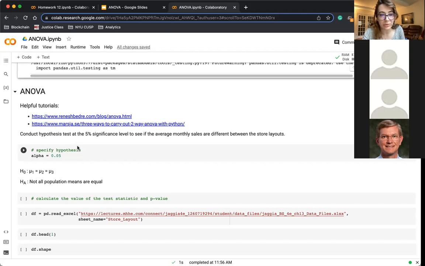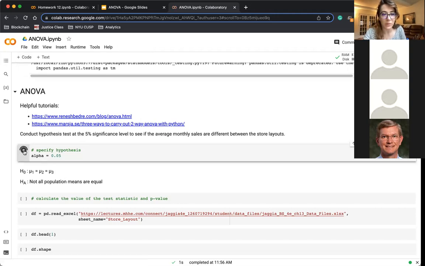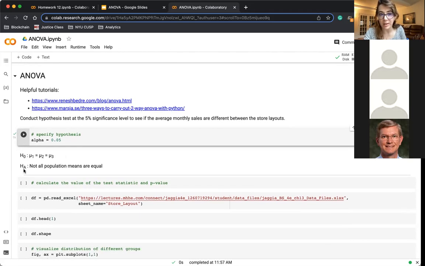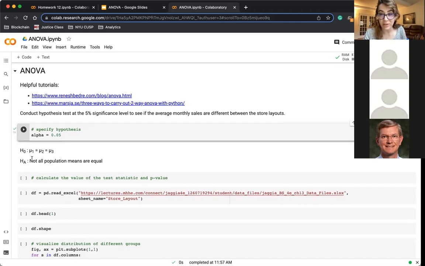So we want to conduct a hypothesis test at the 5% significance level to see if the average monthly sales are different between the store layouts. This 5% significance level is somewhat of a custom value of saying, hey, this is significant enough. Depending on the experiment, you might need a higher significance level, but usually 5% is kind of a baseline. So we would establish this alpha for our hypothesis and establish our assumptions for the null hypothesis and the alternative hypothesis. Any questions so far before we move forward?